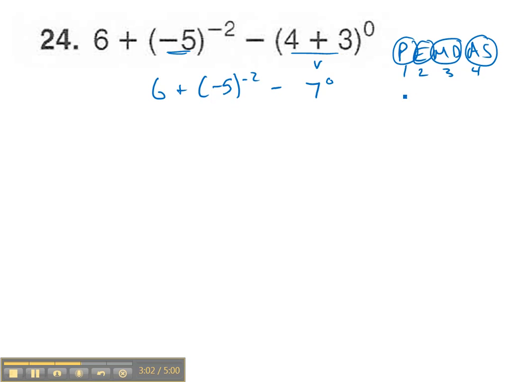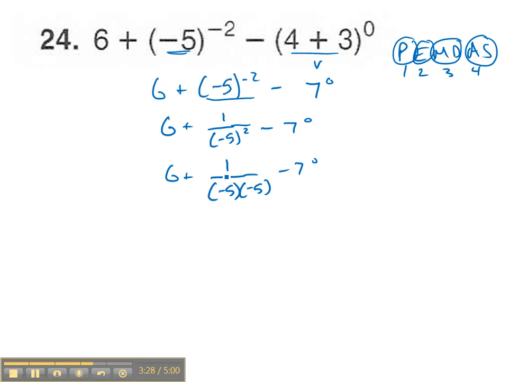Now I'm on step 2, exponents. And the first exponent I see as I look left to right is this negative 5 to the negative second power. So I know I can write that as 1 over the base number, negative 5, to the positive second power. And 1 over negative 5 to the positive second power is 1 over negative 5 times negative 5. Negative 5 times negative 5 is positive 25, so this is 1/25th.